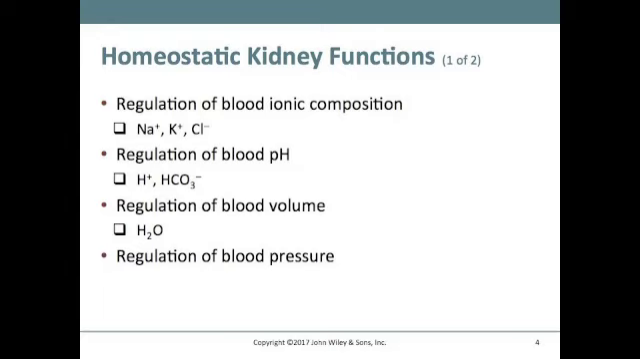The kidneys also help to regulate blood volume. The kidneys adjust blood volume by conserving or eliminating water in the urine. An increase in blood volume increases blood pressure. A decrease in blood volume decreases blood pressure. Speaking of blood pressure, the kidneys also help to regulate blood pressure. They do this by secreting the enzyme renin, which activates the renin-angiotensin-aldosterone pathway. Increased renin causes an increase in blood pressure.